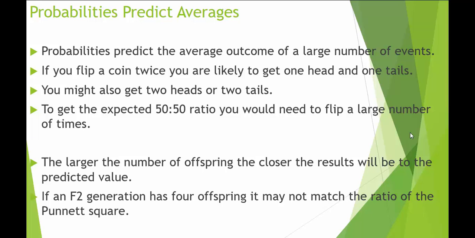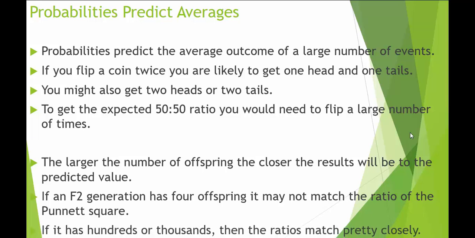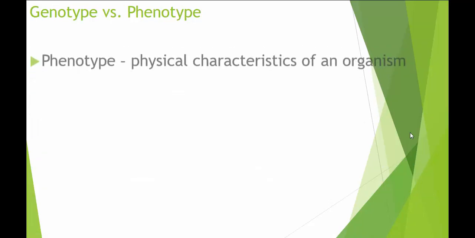If an F2 generation has 4 offspring, it may not match the ratio of the Punnett square. If it has hundreds or thousands, then the ratios match pretty closely. Now, genotype versus phenotype.